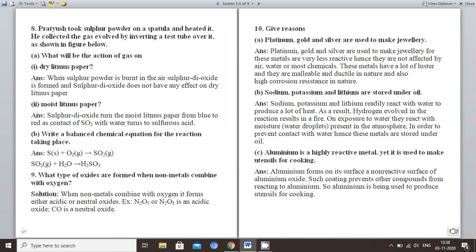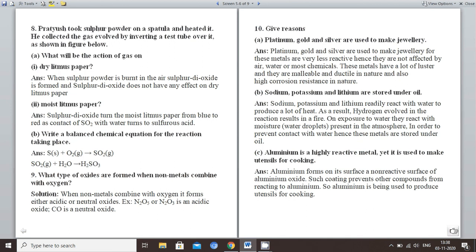Now question number 10: platinum, gold and silver are used to make jewelry. Why? You all know they come below hydrogen and they are less reactive with acids, with bases, with water, with oxygen. So they are least reactive. Moreover, they can be formed into thin sheets and into wires, so they are malleable and ductile in nature. So platinum, gold and silver are used to make jewelry.